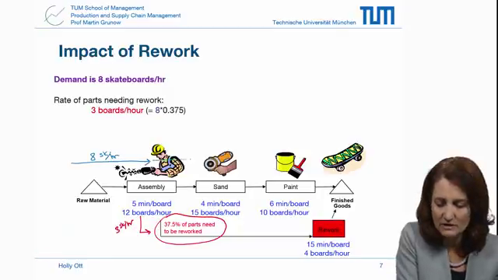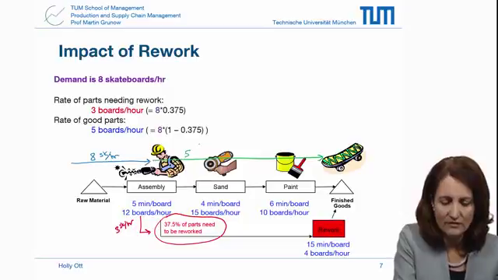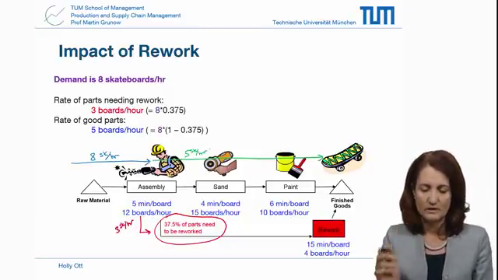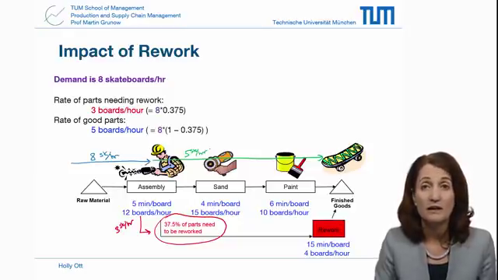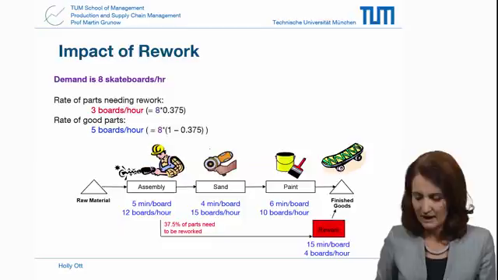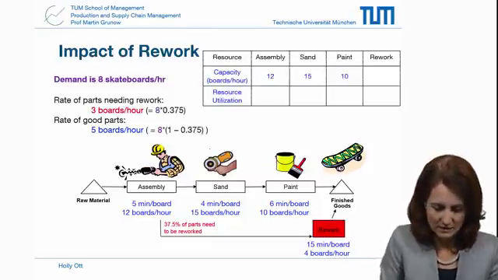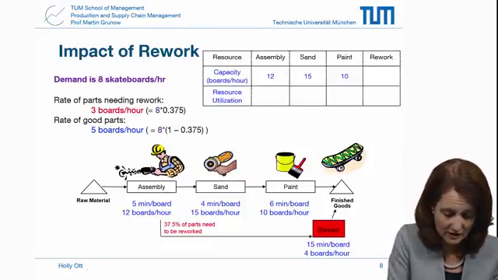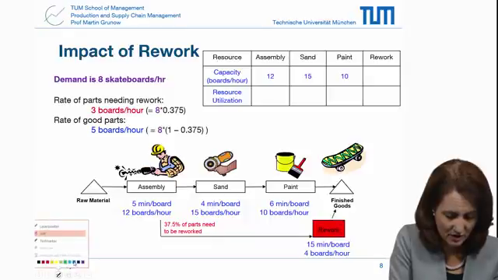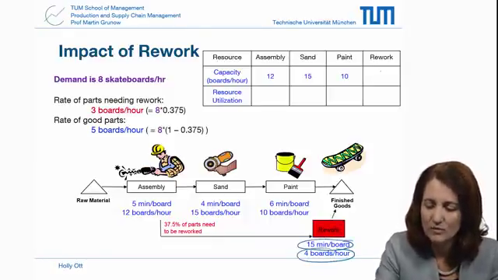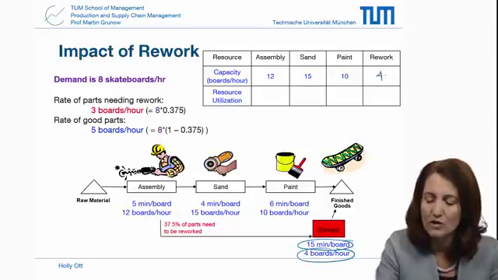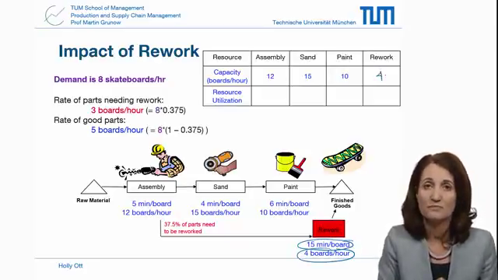Whereas the good parts that continue through the process will be then 5 skateboards per hour. So let's also say that the rework has a processing time of 50 minutes per board. This gives us then a rework capacity of 4 skateboards per hour.